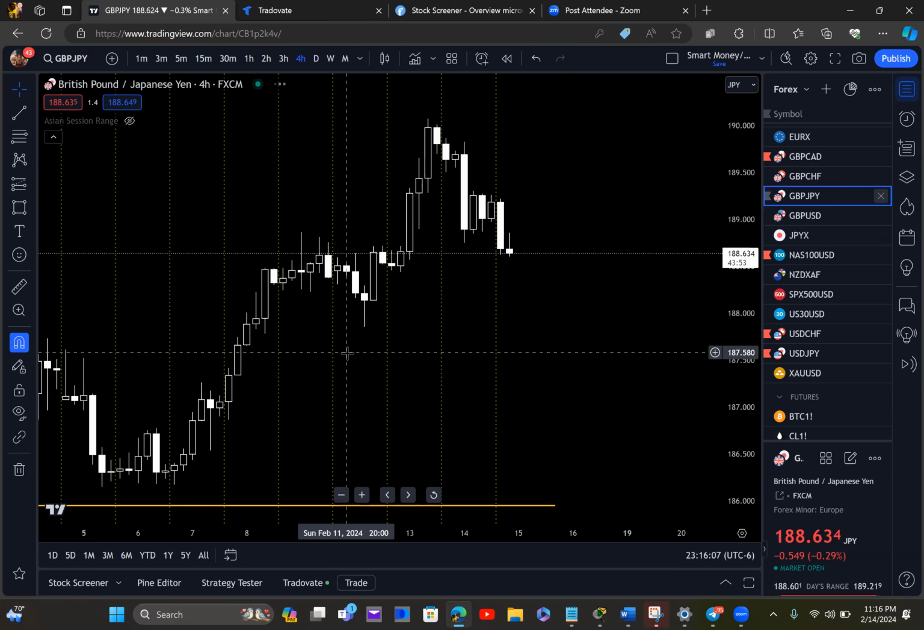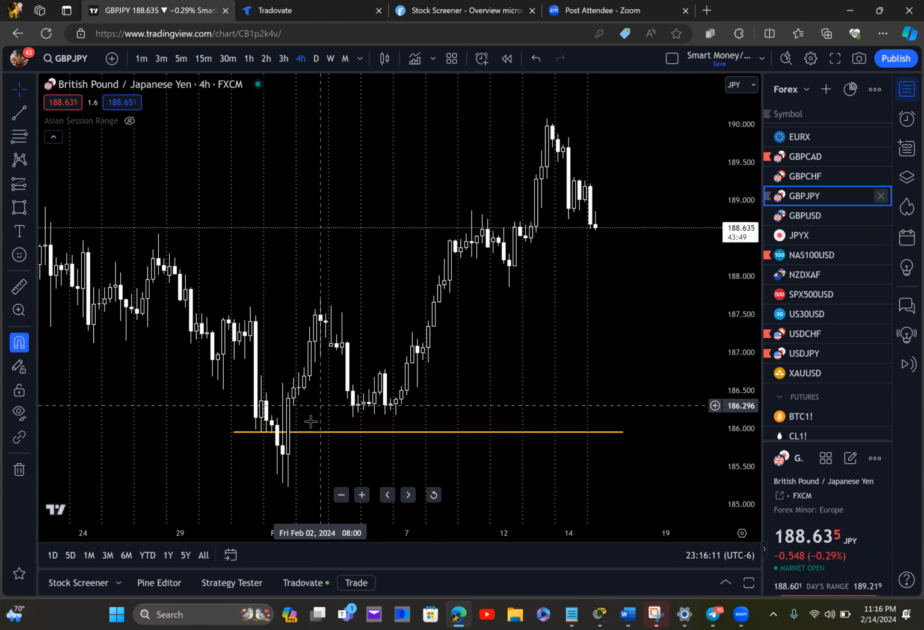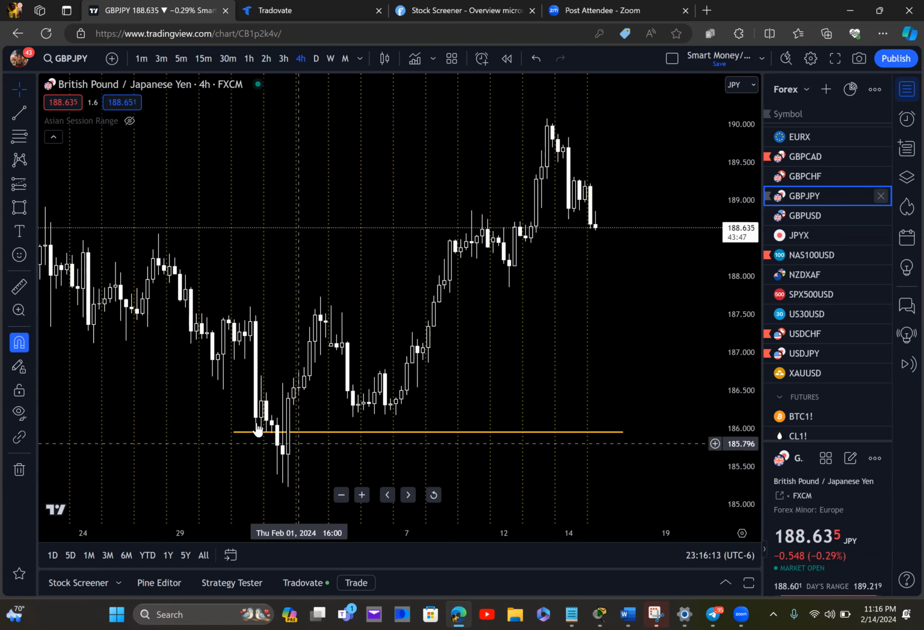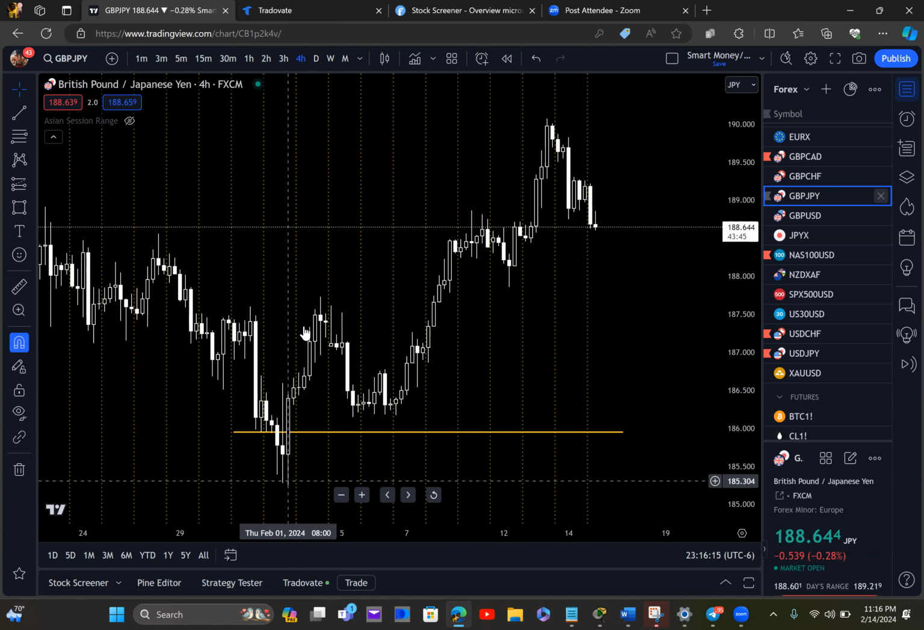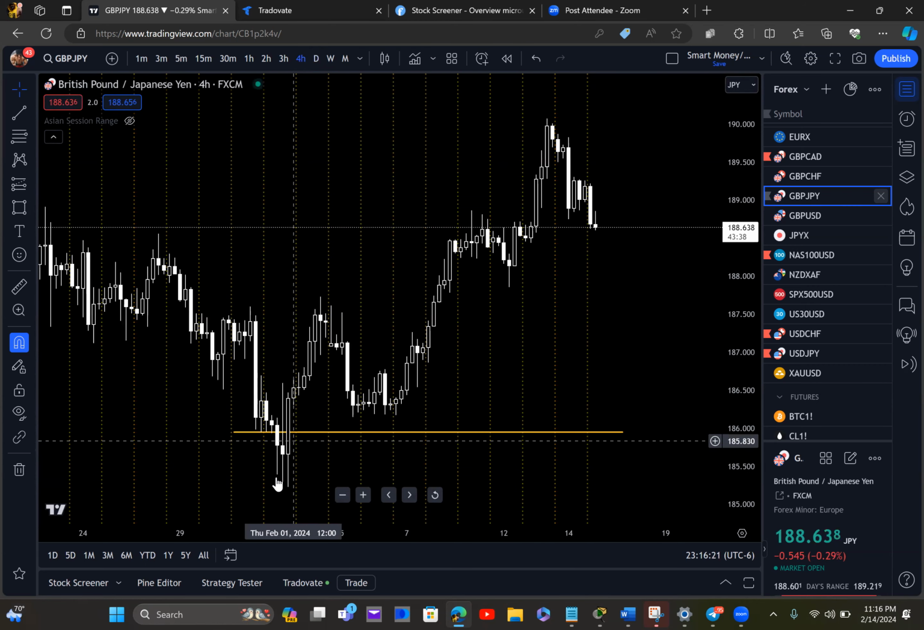All right, so check this. Okay, so boom, the daily. So this was our liquidity grab down here on the daily, right? See down here. But on the 4 hour, boom, see that down there? Okay, now let's go down to the 1.